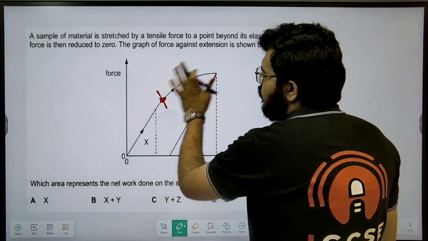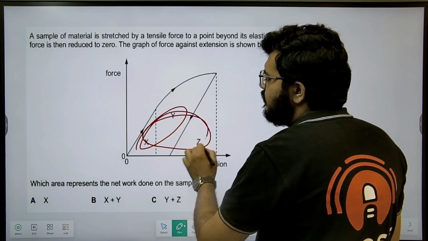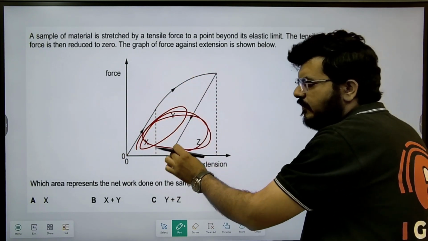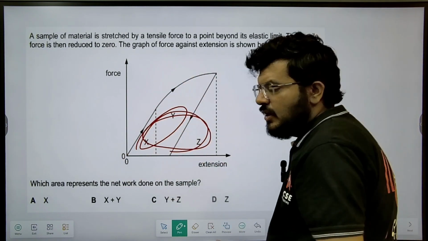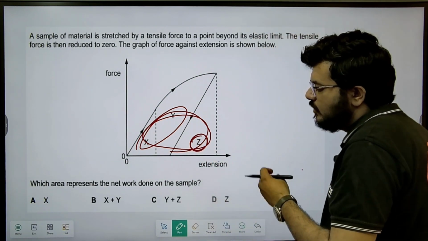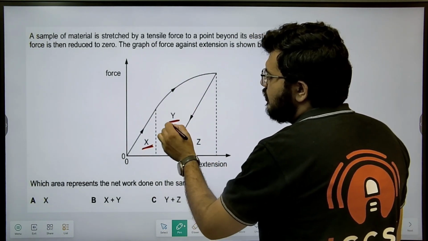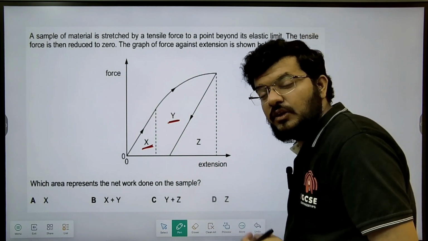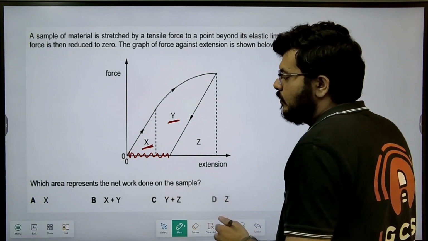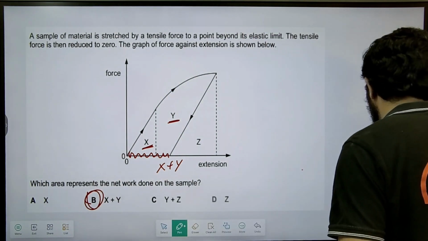So if you look at this graph, x plus y plus z is the total work done in stretching. But when you bring the force to 0, this z is given out in the form of heat, or in some other form. So the remaining work done in net stretching is this much. You cannot gain it back. It is already used to produce this permanent deformation. So your answer should be x plus y, which is option B.